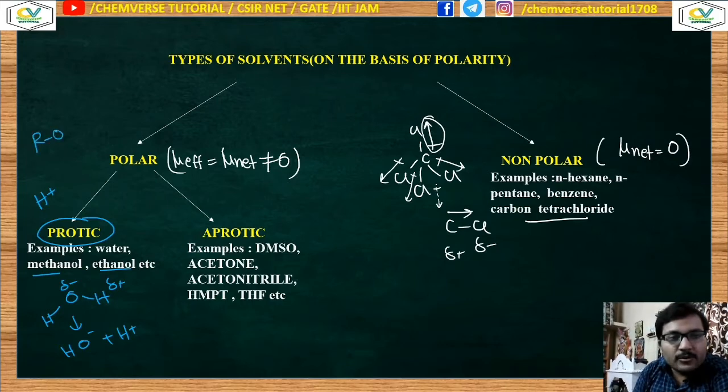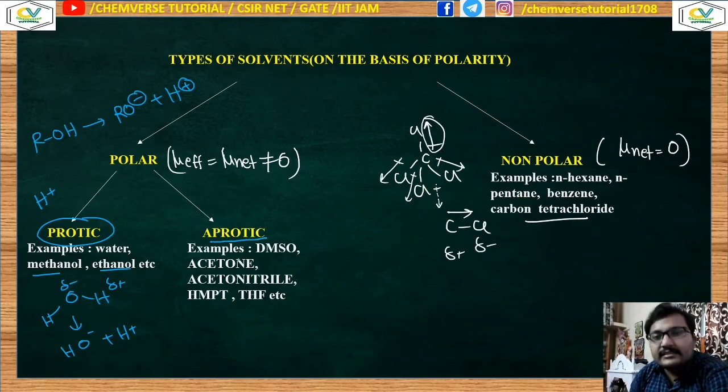For this kind of molecule, again oxygen is much more electronegative than hydrogen. As a result, it can be ionized in this way, you can think that. So H+ can be abstracted from there, so they are called protic solvents. And for aprotic solvents, there is no such ionizable proton, or they cannot form hydrogen bonding under suitable conditions. The examples of aprotic polar solvents are DMSO, acetone, acetonitrile, HMPT, THF, etc.